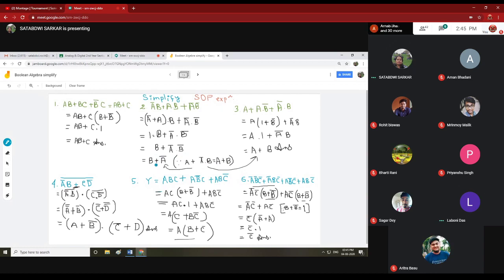So, ma'am, a plus a bar b equals a plus a bar plus b, and a bar means 1 minus a. That means a plus 1 minus a plus b, that equals 1 plus b. Here it should be 1 plus b.